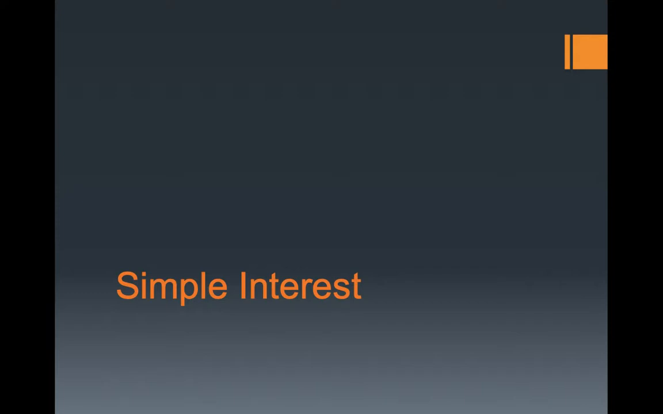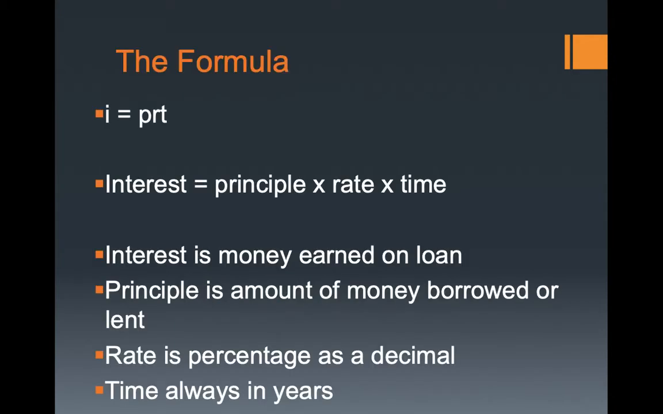So simple interest is all about this formula. And this formula is I equals P times R times T, or interest is equal to principal times rate times time. So interest is the amount of money that either you or the bank earn on a loan.